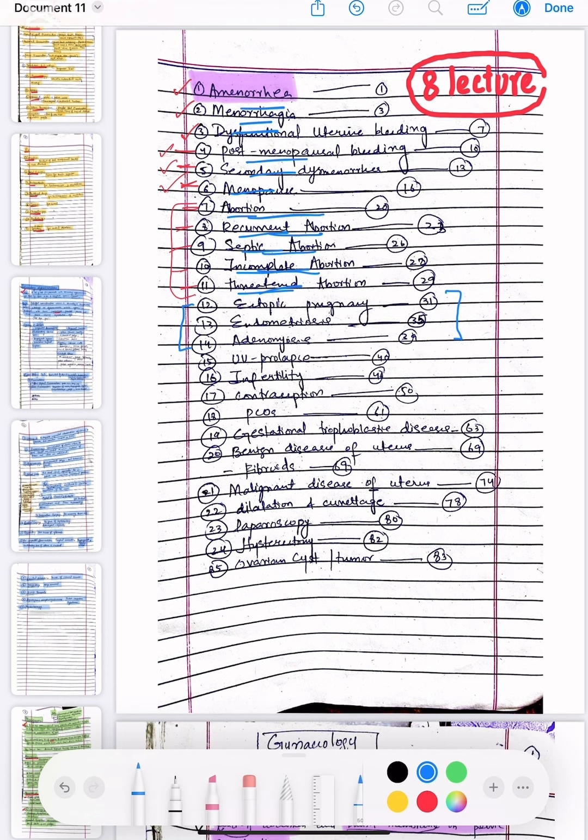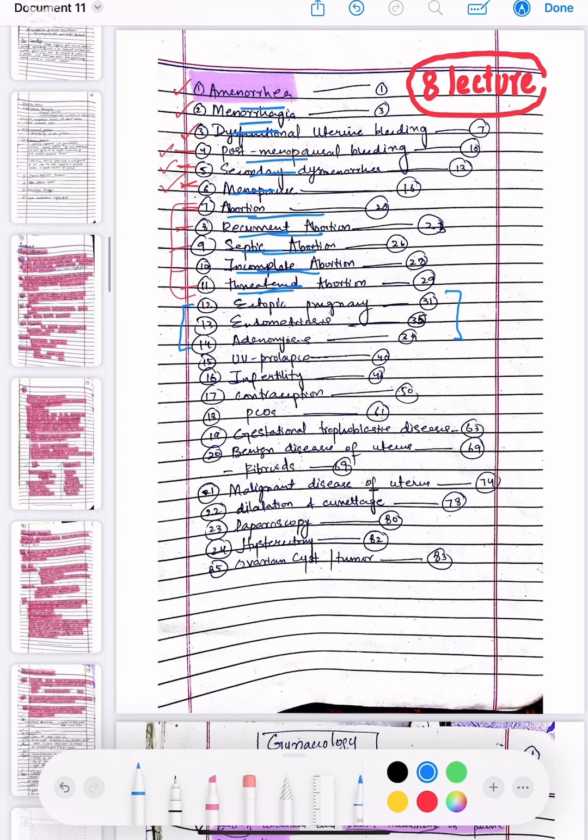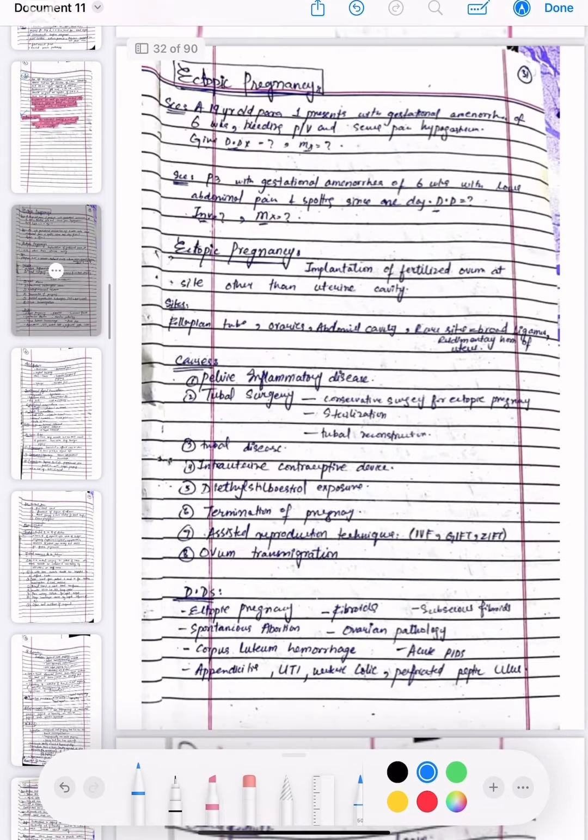Okay, so starting from our first topic of today, that is ectopic pregnancy. First we will discuss the scenario for a topic, then we will discuss the definition, the site and the causes. This is a revision session and we are going to discuss how the patients arrive in the OPD with what complaints, what the clinical features of a specific disease are, how we will investigate that patient, what the treatment options are, and what the causes of the specific disease are. So this is ectopic pregnancy.